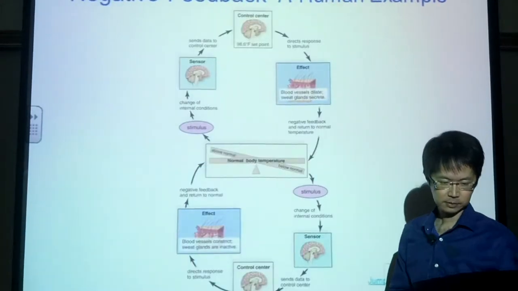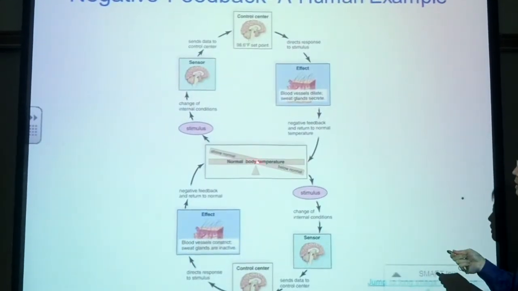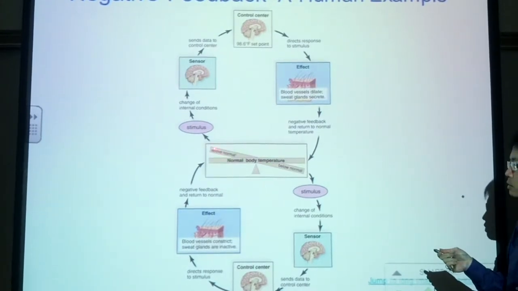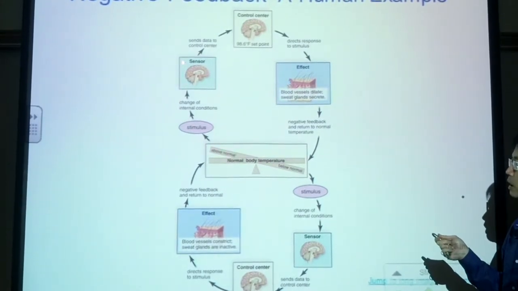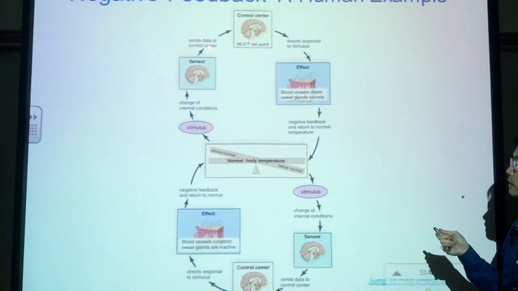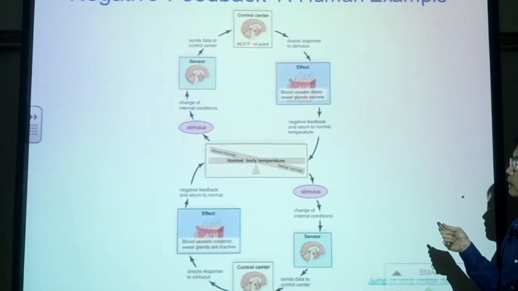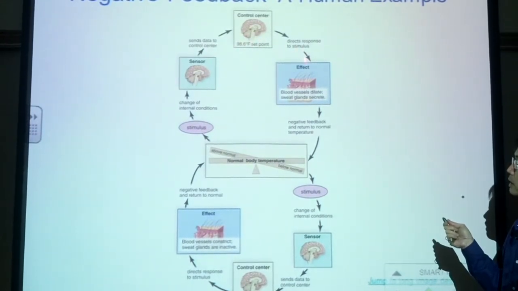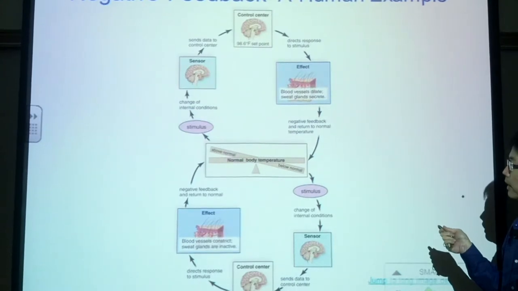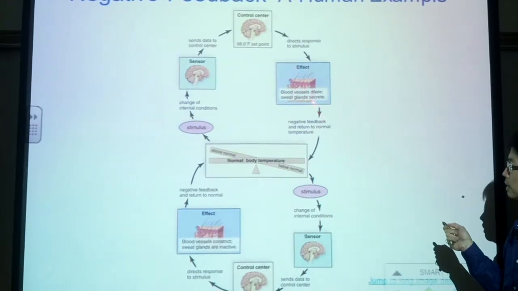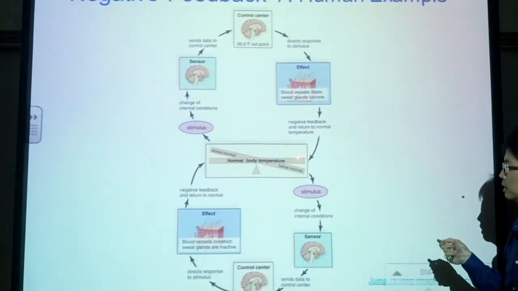the same way as the thermostat. So you can see that if your body temperature is too hot, then your hypothalamus can sense it and bring it back to your 98.6 degrees, and then you have all these effects: blood vessels dilate, sweat glands secrete sweat, and that lowers your body temperature.